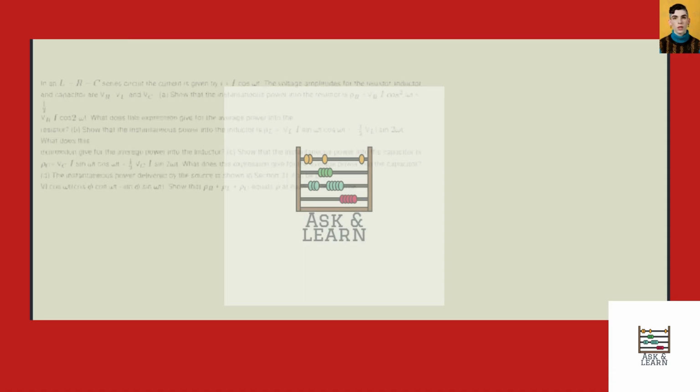All right. So for this problem, we have the LRC circuit, and the current is given by the small i, and the voltage amplitude for the resistor, inductor, and the capacitor given as VR, VL, and VC. So for part A, I want to show that the instantaneous power into the resistor is PR.